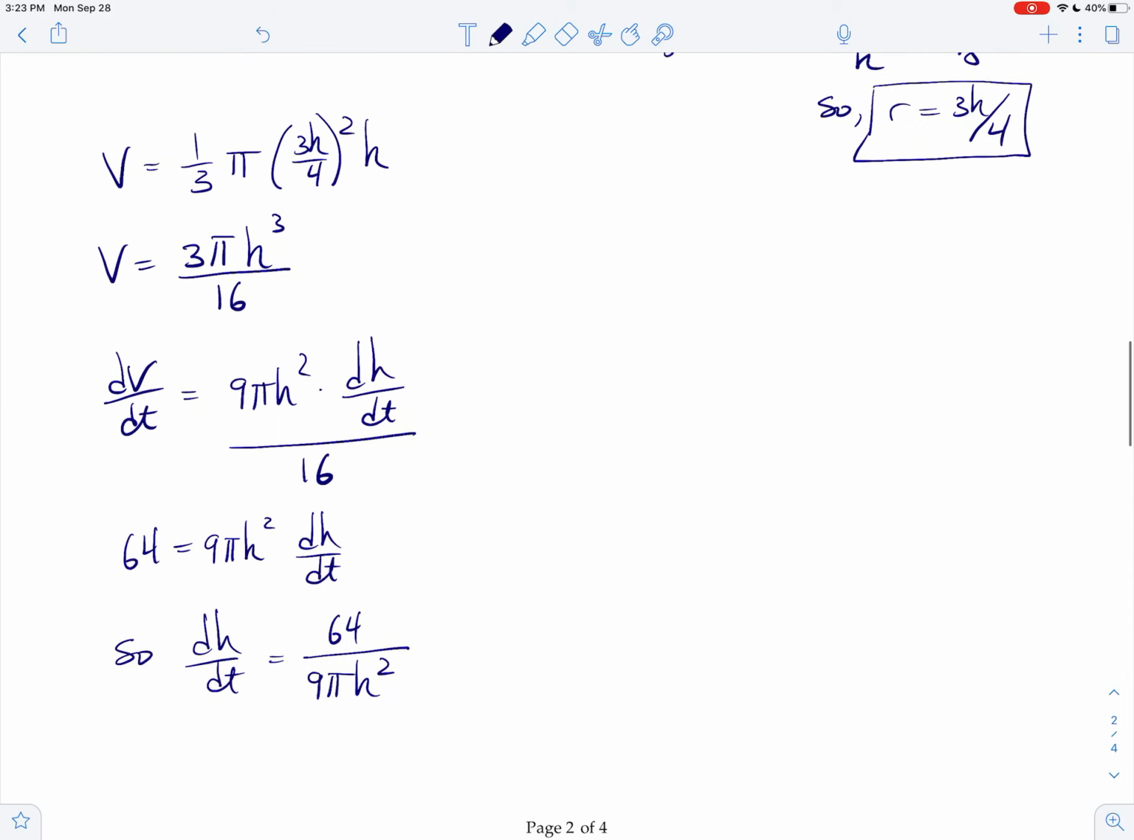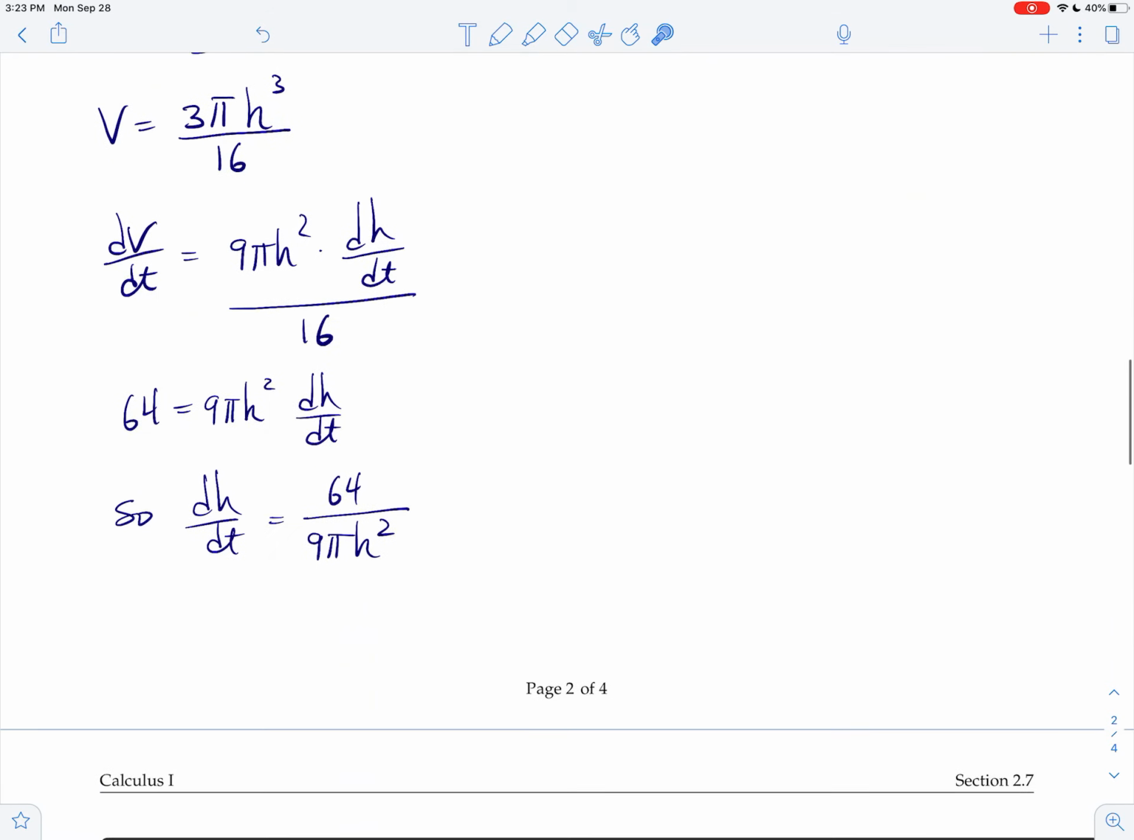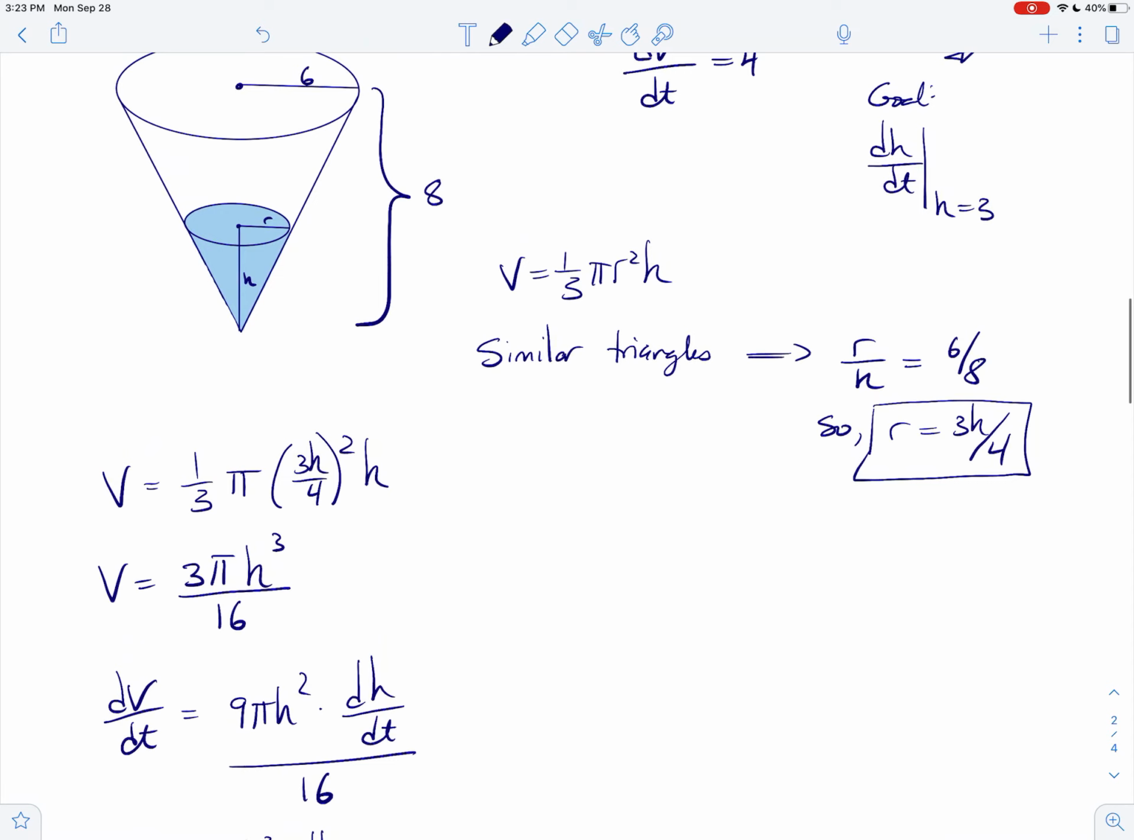And so now I realize, okay, I don't just want dh/dt. I want dh/dt the moment when the height is 3. The height of the water is 3. And so I can say, dh/dt when the height of the water is 3 is equal to, let's think really carefully together, what? 3 squared is 9. 9 times 9 is 81. So I'm going to get 64 over 81π. And that's the rate of change of the height of the water at the instant when the height of the water is 3.